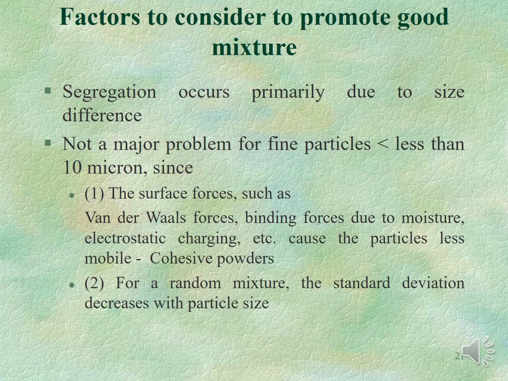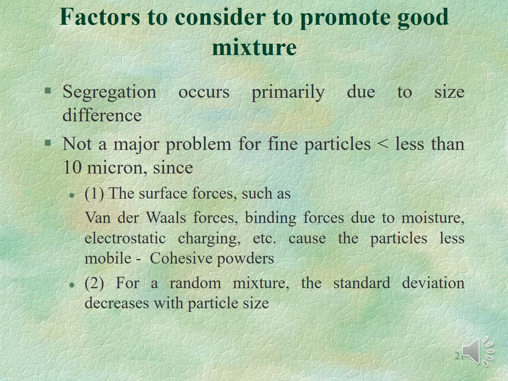Well, once you understand what actually promotes segregation, now we want to talk about what can promote a good mixture. So, first thing, we want to highlight two processes which can promote good mixture. We know that segregation happens when the particle size difference between the two materials that we want to mix is huge. So, if possible, try to mix fine powder. When we talk about fine powder, we are talking about powder less than 45 micron. In terms of mixing, we are talking about powder less than 10 micron.